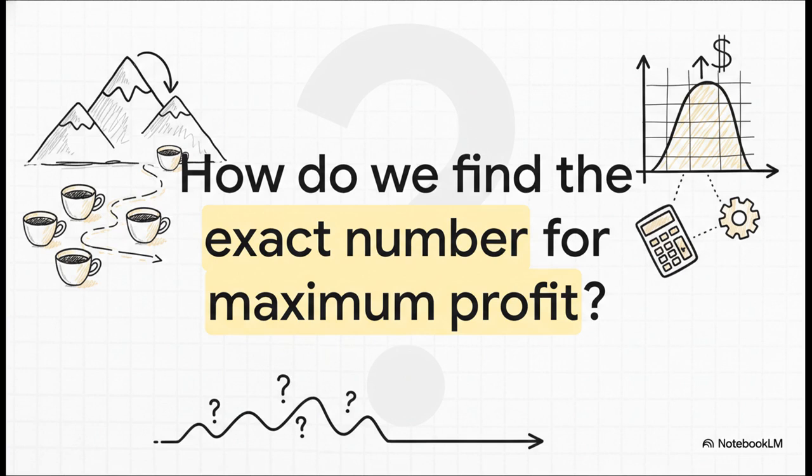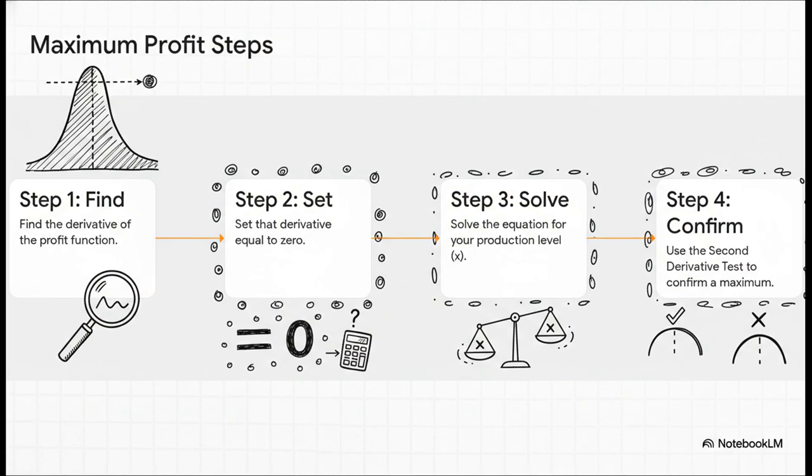We can't just guess. We need a reliable, systematic way to find the exact number that will generate the single greatest profit we can possibly make. And lucky for us, calculus gives us that exact system. It's a 4-step process. Step 1, find the derivative of the profit function. We already know that's our marginal profit.